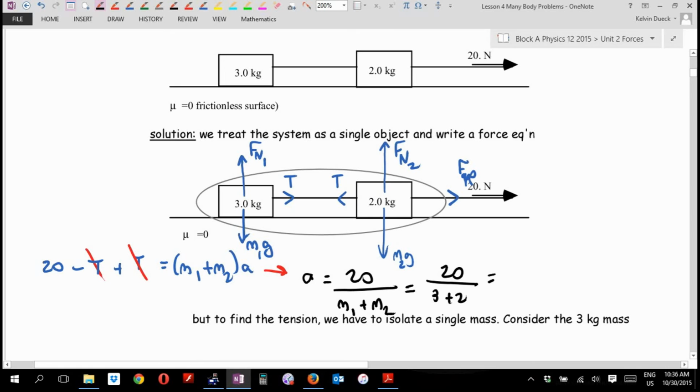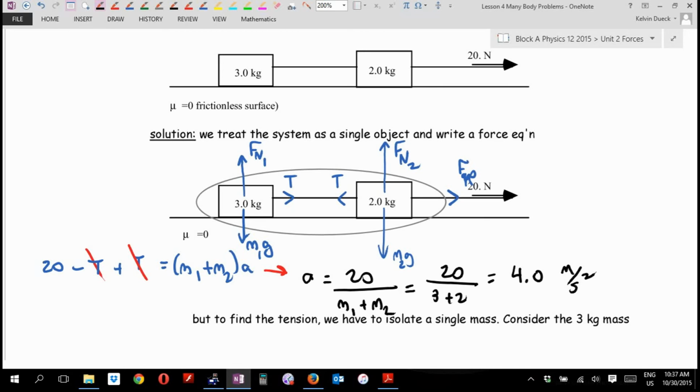And I'm even going to argue this question is so nice that, Lewis, you don't need a calculator. You can do it in your head. What is 3 plus 2? What's 20 divided by 5? We get an acceleration of 4. To 2 sig figs, I'll go 4.0 meters per second squared. Is that okay? Oh, they wanted me to find something else. They said, find the acceleration and tension.